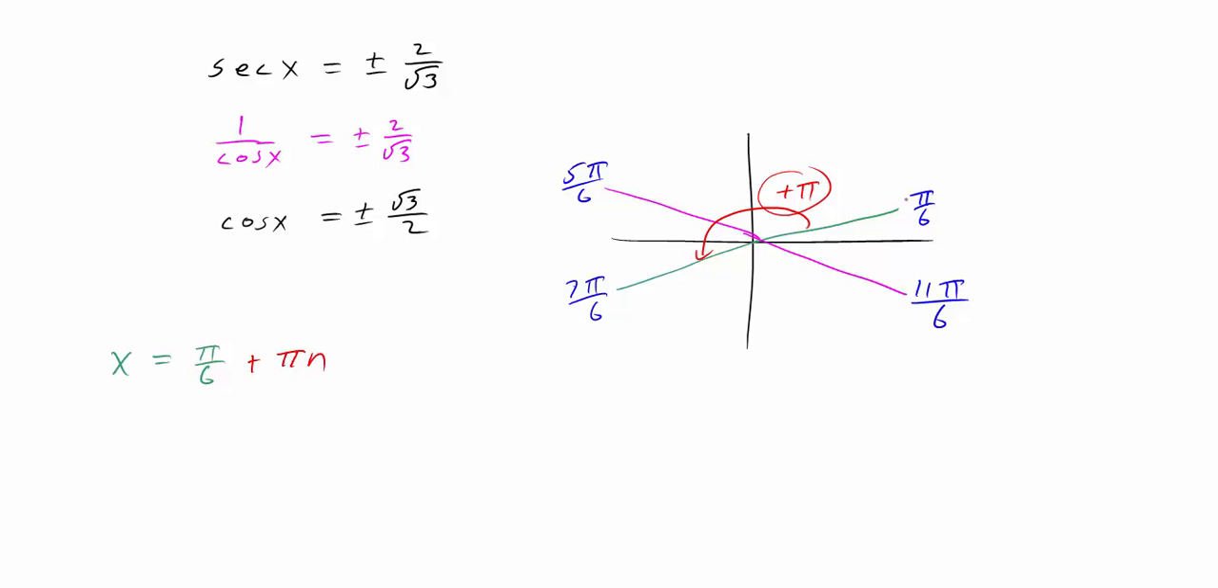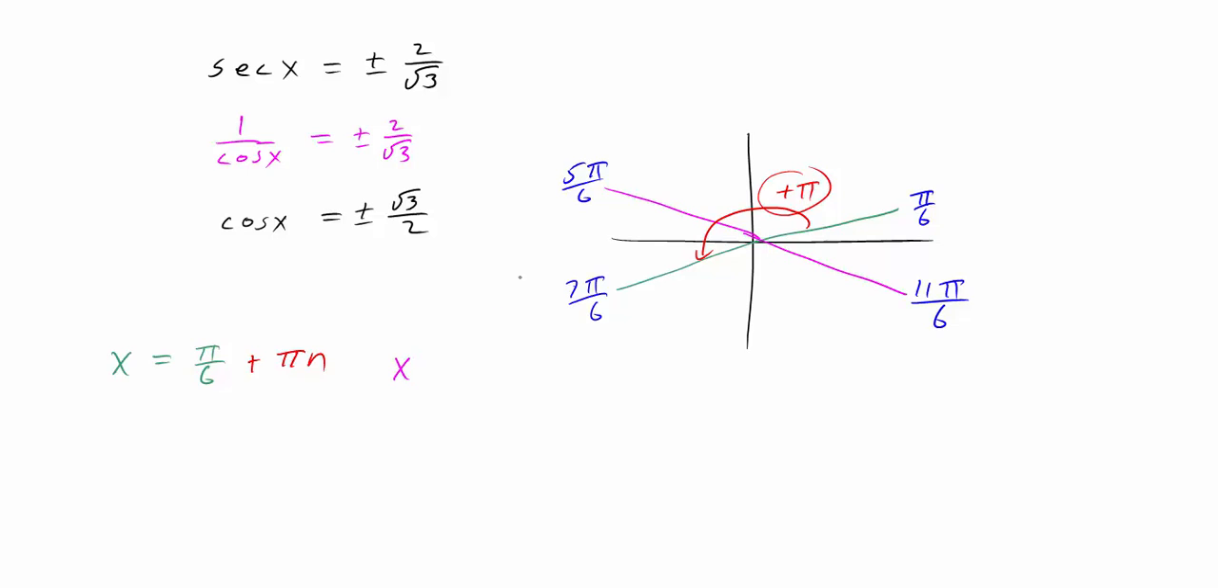Because if I have pi over 6 and I add on 1 pi, that's going to give me 7 pi over 6. And then if I add another multiple of pi, I'm going to be back over at the same location as pi over 6, and so on. So we could just keep going around and around the circle. So we would end up with pi over 6 plus pi n.